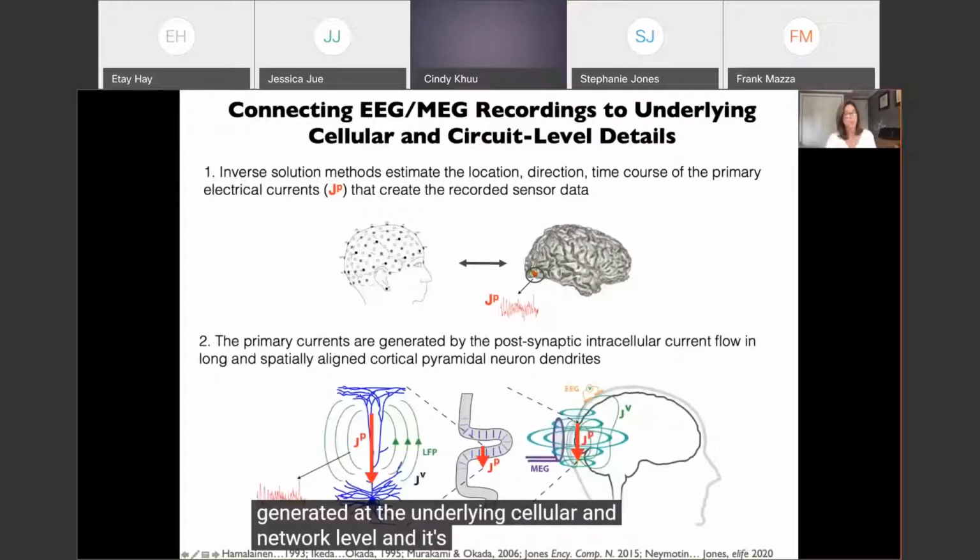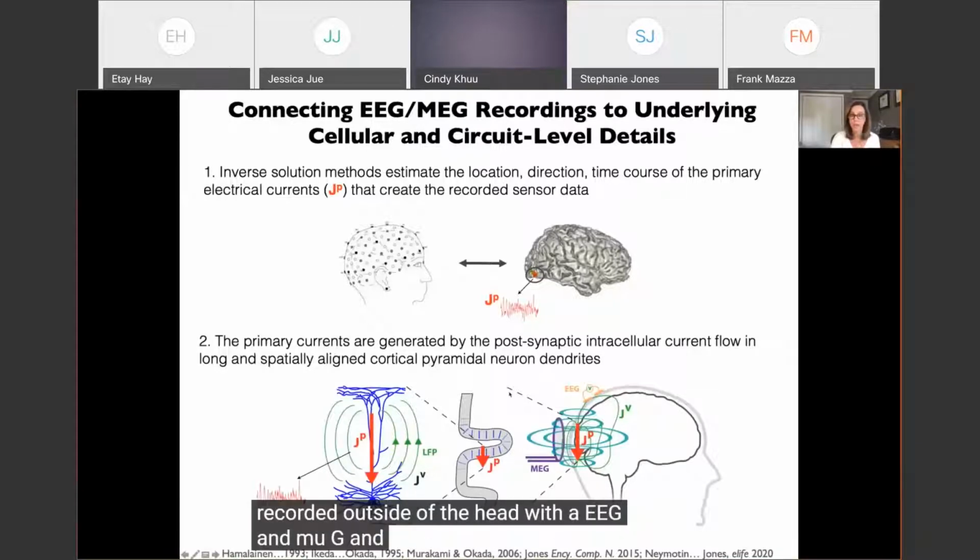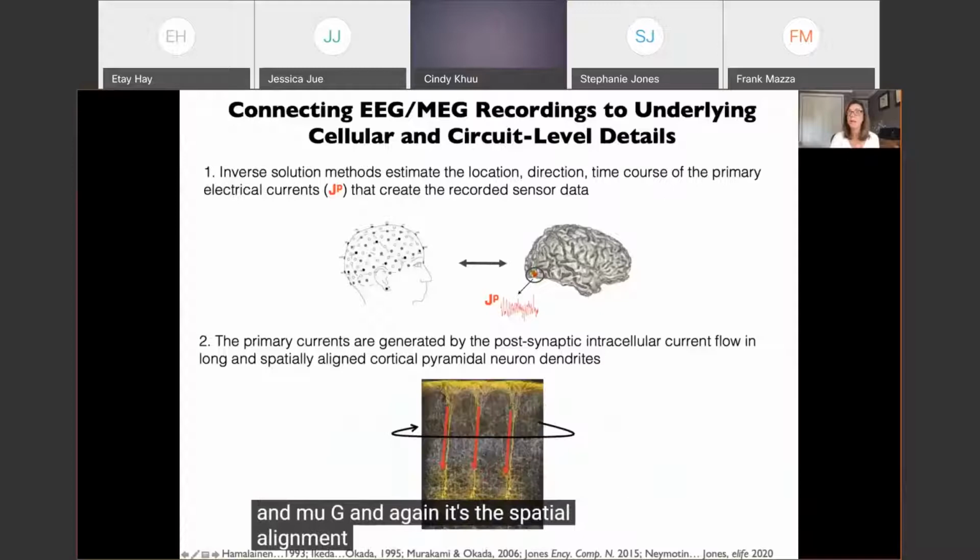It's believed that these primary currents are generated by the postsynaptic intracellular current flow in these long and spatially aligned cortical dendrites. These dendrites create a big electrical current that creates an electric and magnetic field that's recorded outside of the head in EEG and MEG. And again, it's the spatial alignment and synchronous activity in large populations of these pyramidal neurons that creates a signal that can be recorded outside of the head.